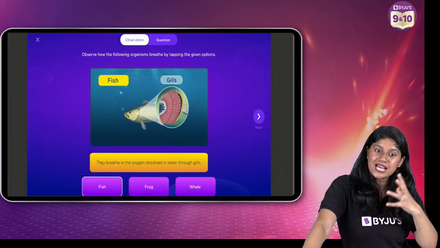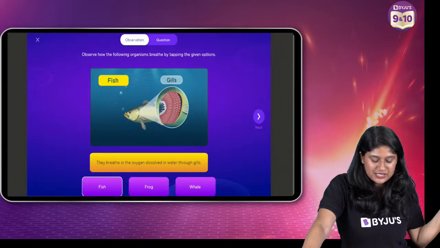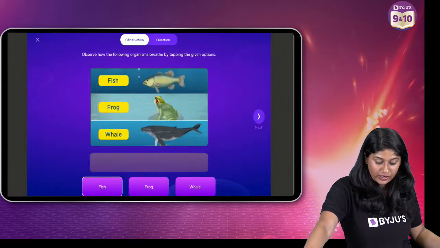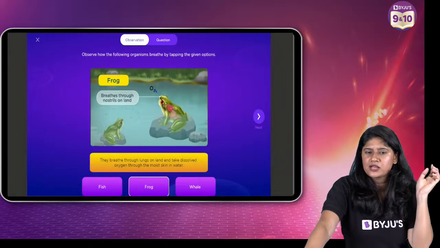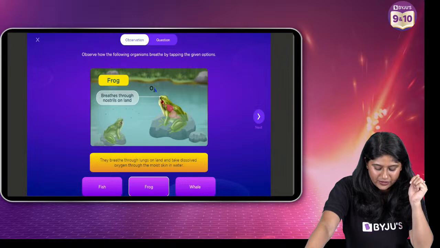So we know that the fishes actually breathe through the gills. Easy peasy. Fishes breathe in the oxygen dissolved in the water. Okay, now you tell me about the frog. Many of you are asking about the gills and the skin, right?